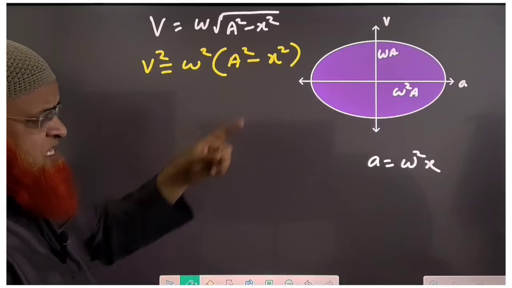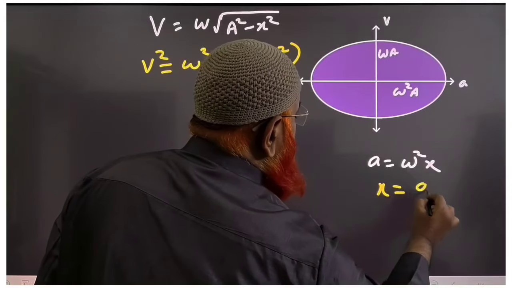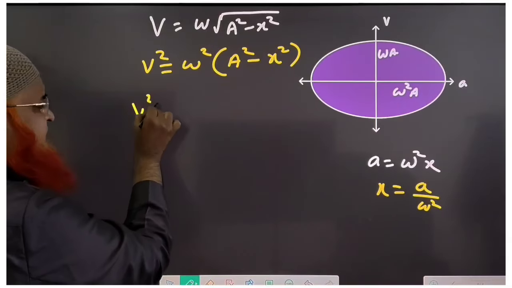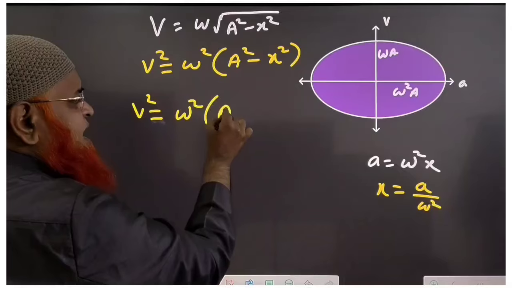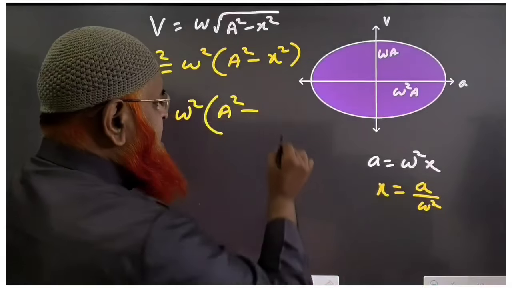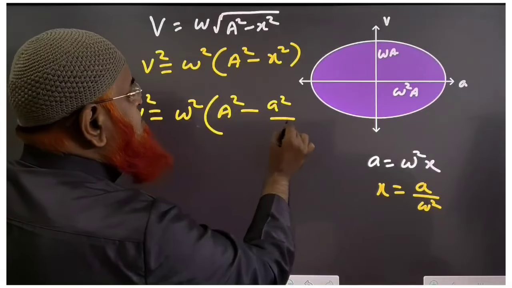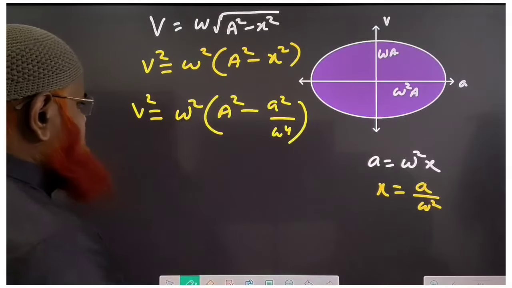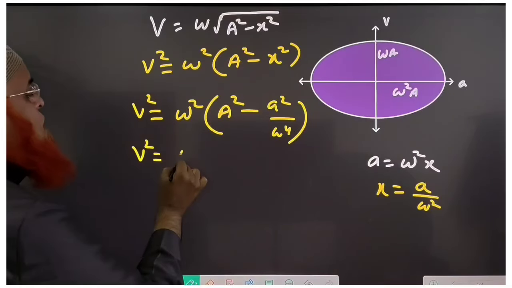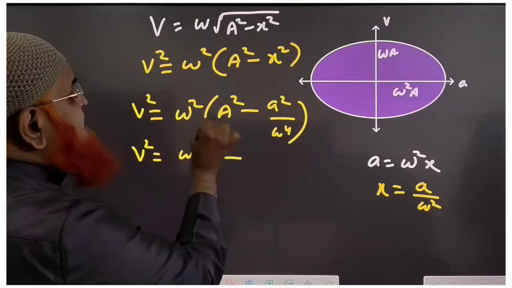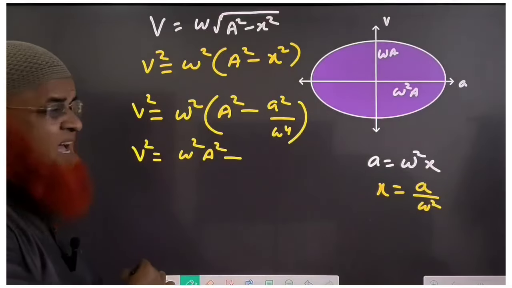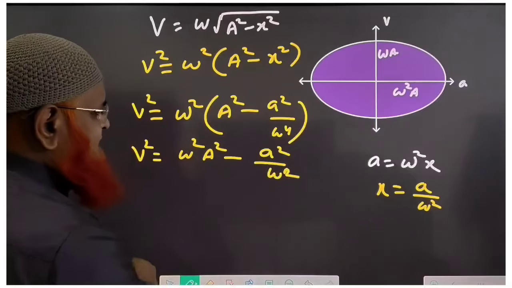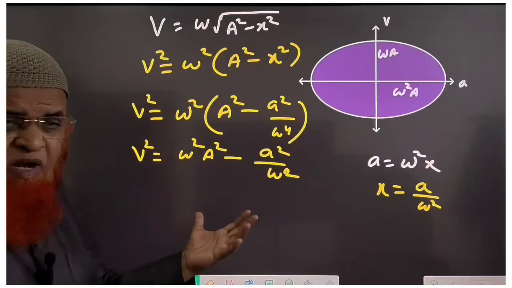Here, in place of x, you have to substitute x is equal to a by omega square. If you substitute this value here, we get v square is equal to omega square times a square minus x square, where x square is equal to a square by omega power 4, because you have to square this. Then v square is equal to omega square a square minus, and omega square gets cancelled. What is left now is a square by omega square. That's it.